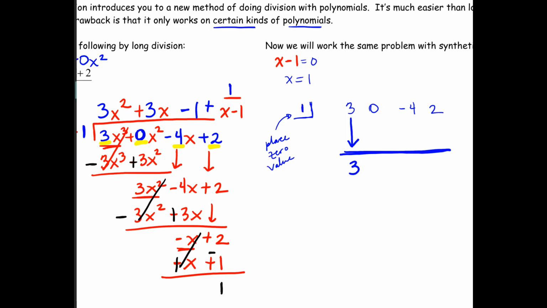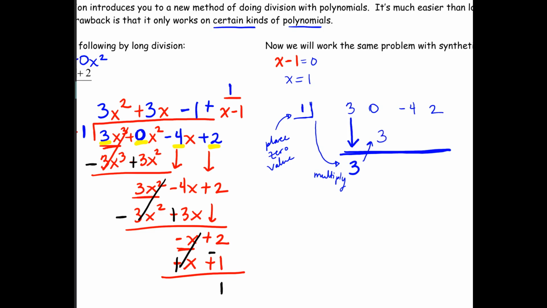If you want to give yourself a little note, you would bring it down. And then you're going to always multiply by the zero value, the number in the box. So I'm going to take the number 1 and multiply it by 3. So multiply. Now, where do you think we're going to put the answer to 1 times 3? Up underneath the 0. The answer goes here.